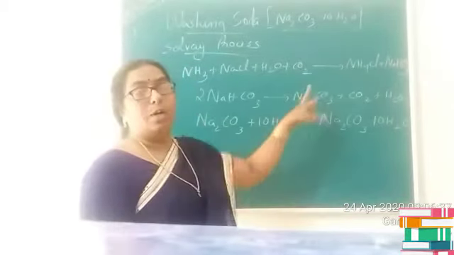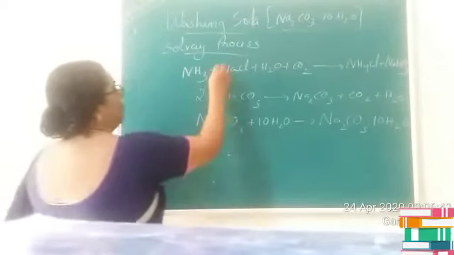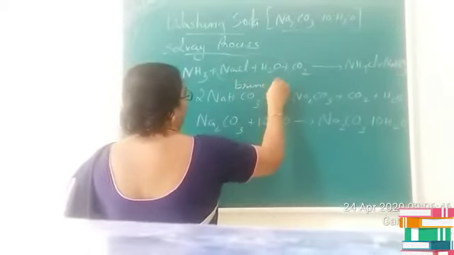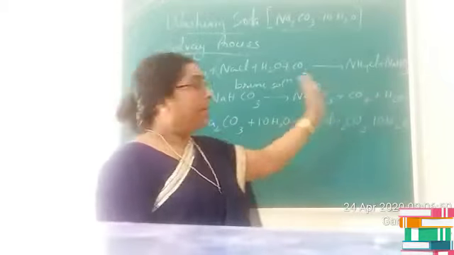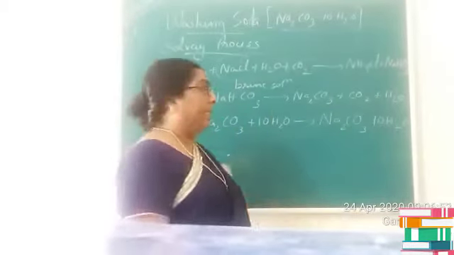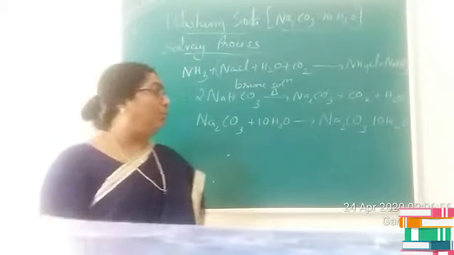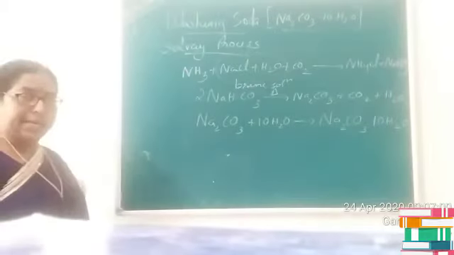So I'll explain it once more. Carbon dioxide is passed through ammoniated brine solution. Brine solution is sodium chloride solution. It produces sodium bicarbonate, which on further heating gives sodium carbonate, that combines with 10 molecules of water and produces sodium carbonate decahydrate.